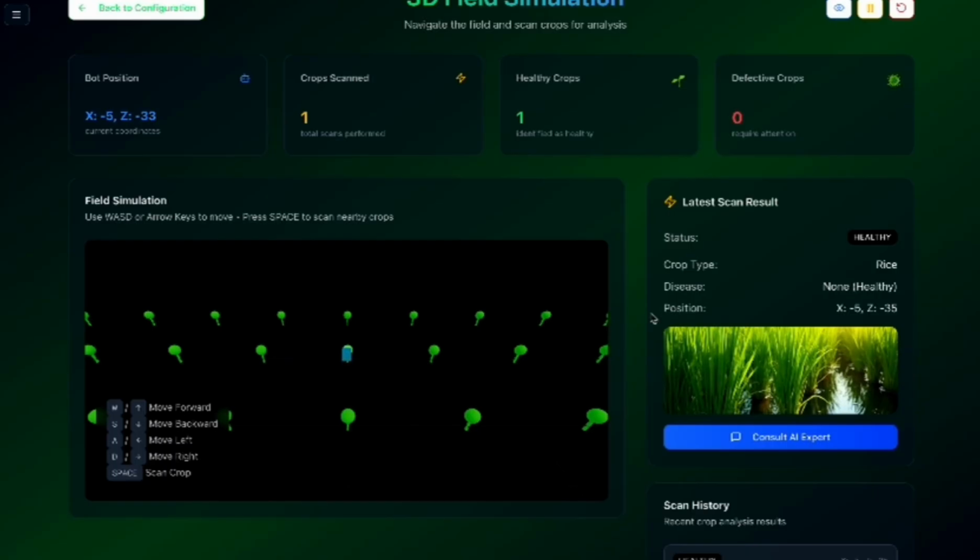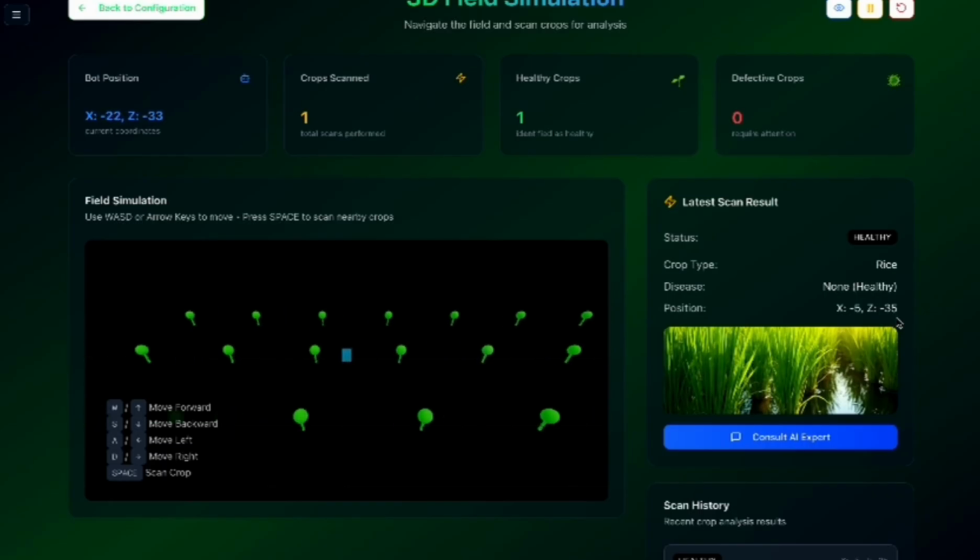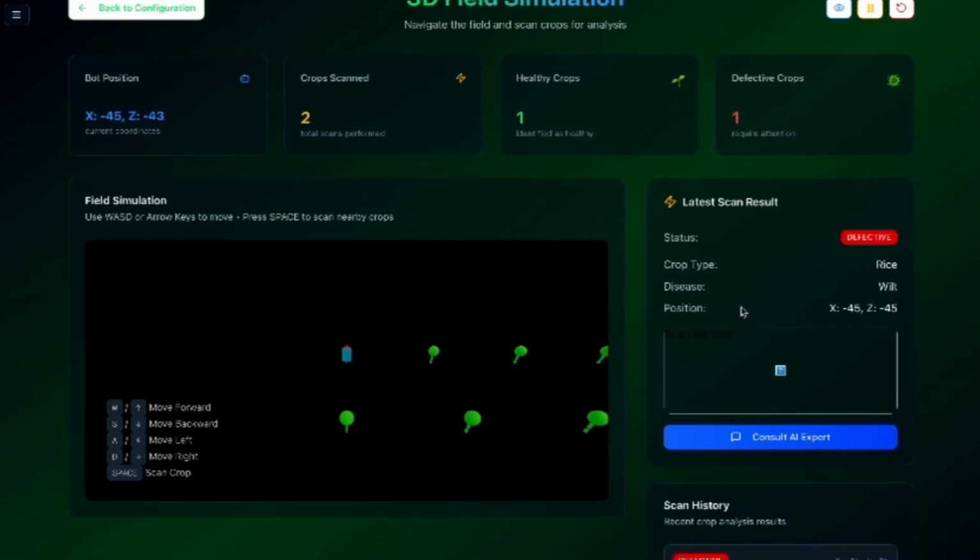Okay, as we can see here, it is a rice crop which is healthy and the position is at 5th row and z-axis is 35. Okay, let us check the next one where, yeah, as we can see, the previous one is a healthy crop and this one is the defective crop. This is also rice and these are the positioning coordinates.